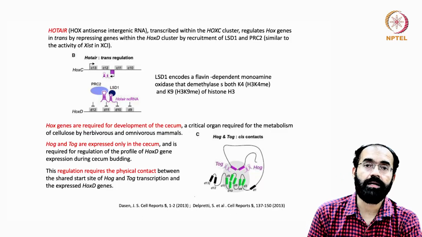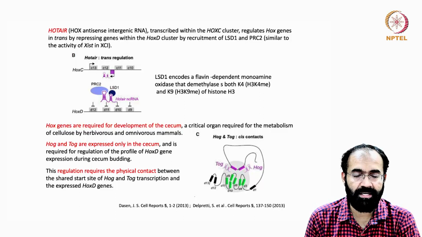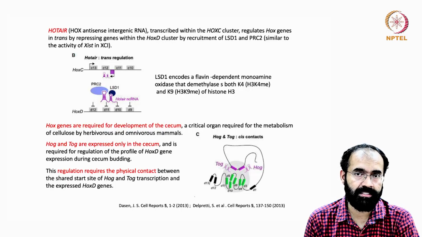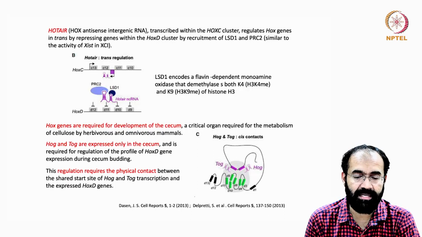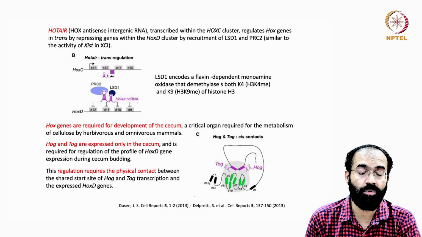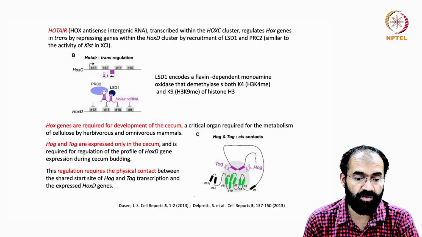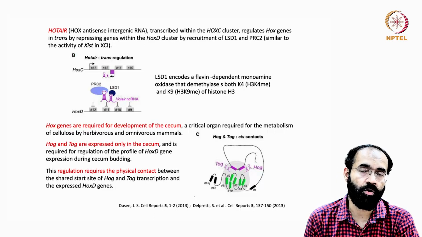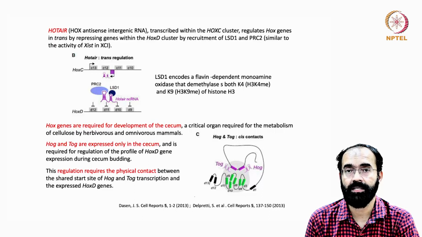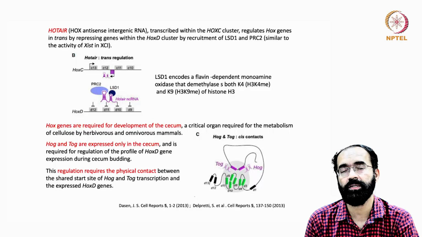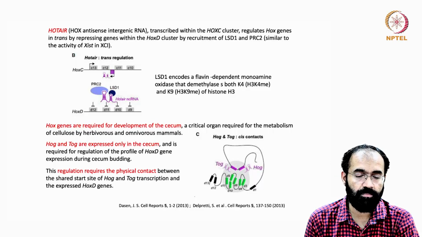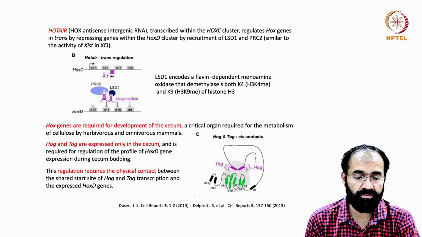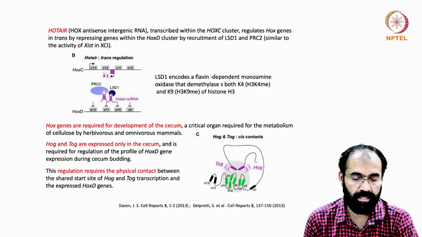So Hox genes are required for the development of the cecum. The cecum is a structure that is part of your digestive system, a critical organ required for the metabolism of cellulose by herbivores and omnivore mammals. So the cecum is considered to be an organ responsible for the digestion of cellulose. Cellulose is not an easy molecule to digest. So one of the organs that is made because of Hox gene influence is the cecum.